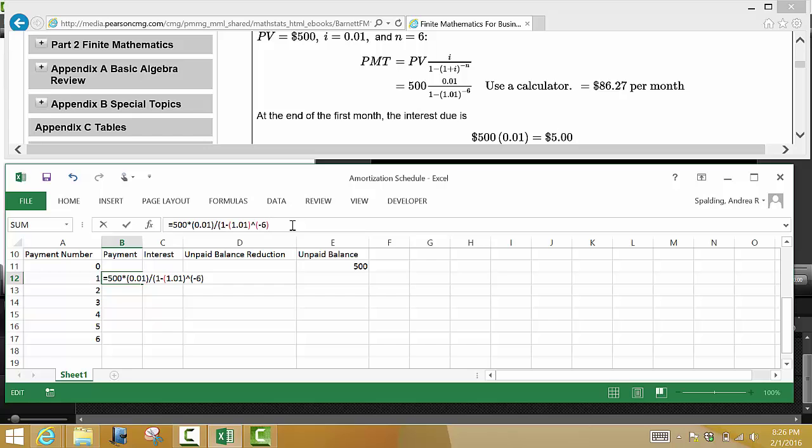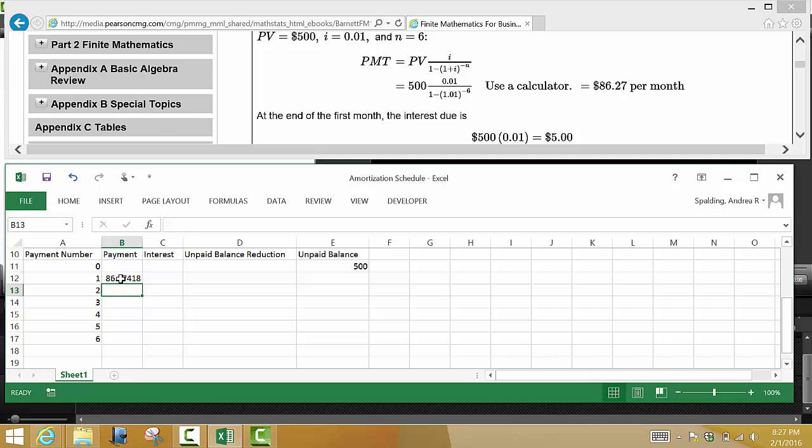Okay, then I'll have to close out my parentheses for the very end to say I'm dividing by all of that. So let's look at what we have. According to our formula, we have our present value, which is here. We have 1 minus 1 plus I, and 1 plus I is 1.01. We're raising that to the negative 6 power, so I do need parentheses around that exponent. So we raise that to the negative 6 power altogether. And then I have my closing and starting parentheses here to represent the entire denominator. So I'm going to hit enter.